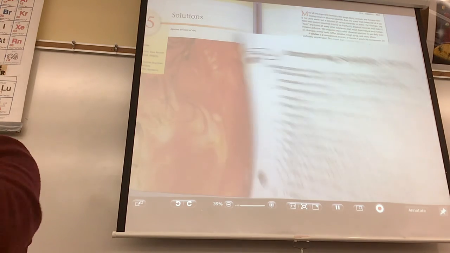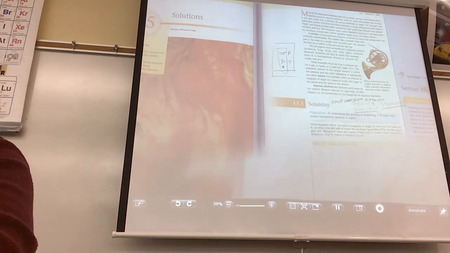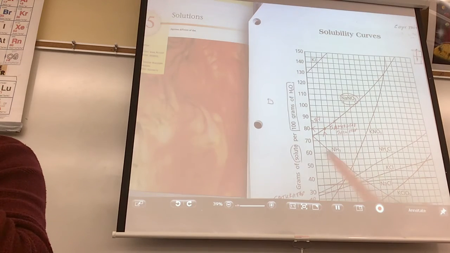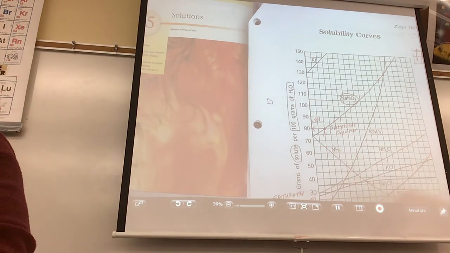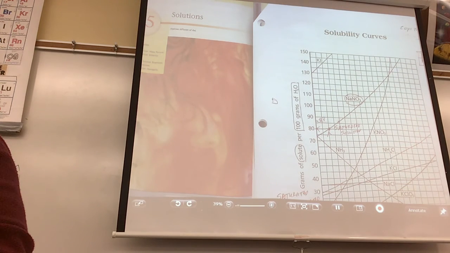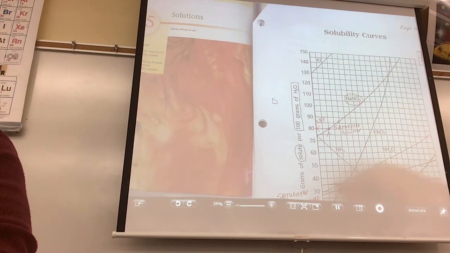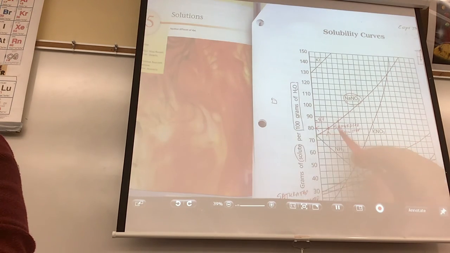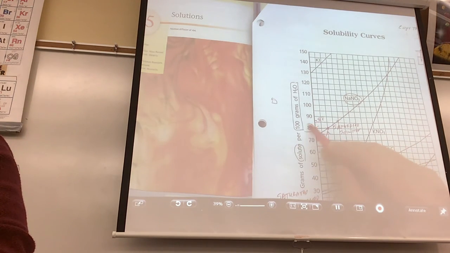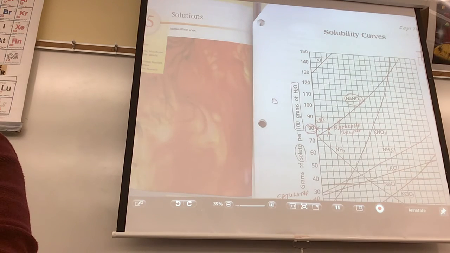Oh, wait, I forgot to tell you something else. By the way, this is called grams of solute per 100 grams of water. Let me go back to one more thing here. Let's say at 10 degrees, how much sodium nitrate can be held in 100 grams of water? 80. Okay, I got that.